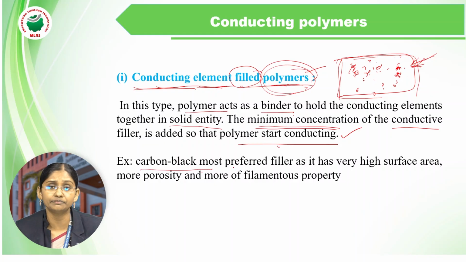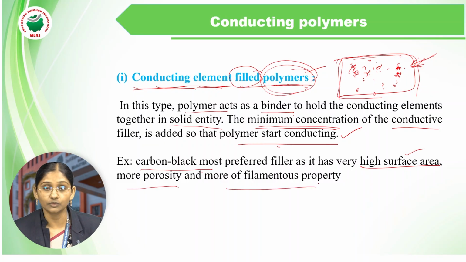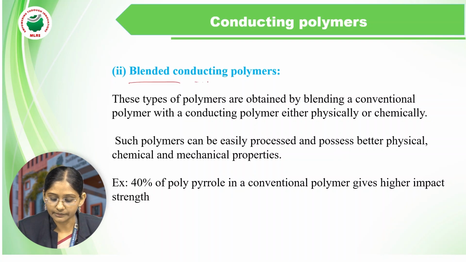The example is the carbon black. It is the most preferred filler as it has high surface area, more porosity and more filamentous property. This is the best example, that is the carbon black. Okay, and next we'll see the last one in the classification, that is blended conducting polymers.